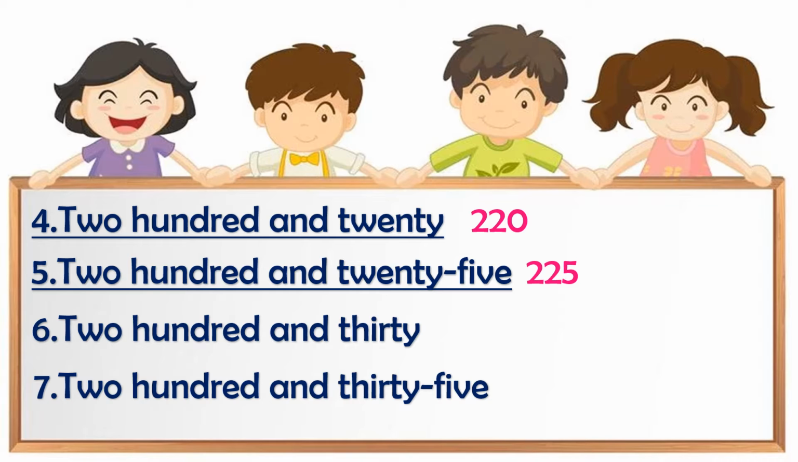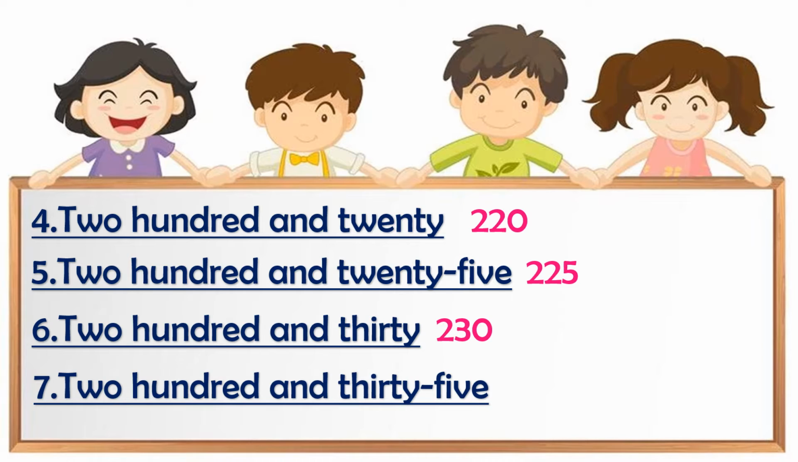Number 6 vocabulary is 230. When you write 230 in number symbols, you can write like this: 2, 3, and 0. Number 7 vocabulary is 235. When you write 235 in number symbols, it is like this: 2, 3, and 5.